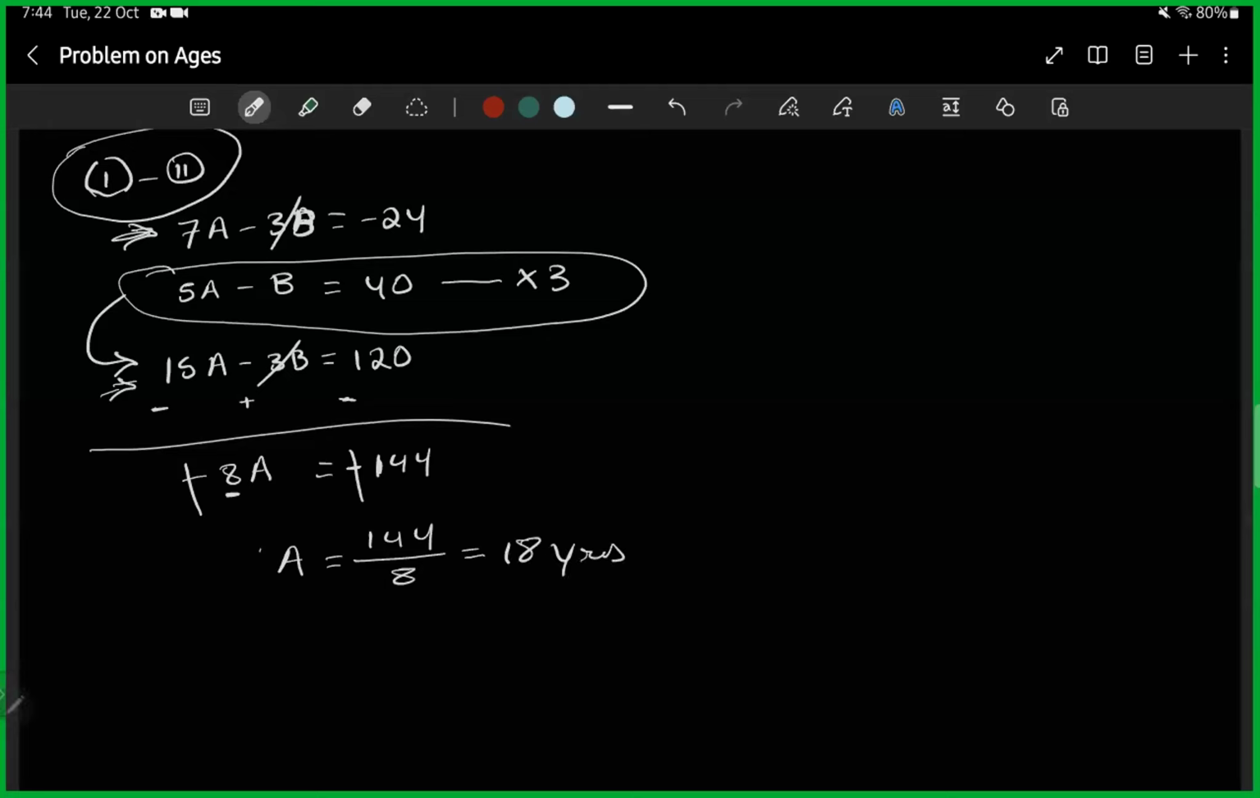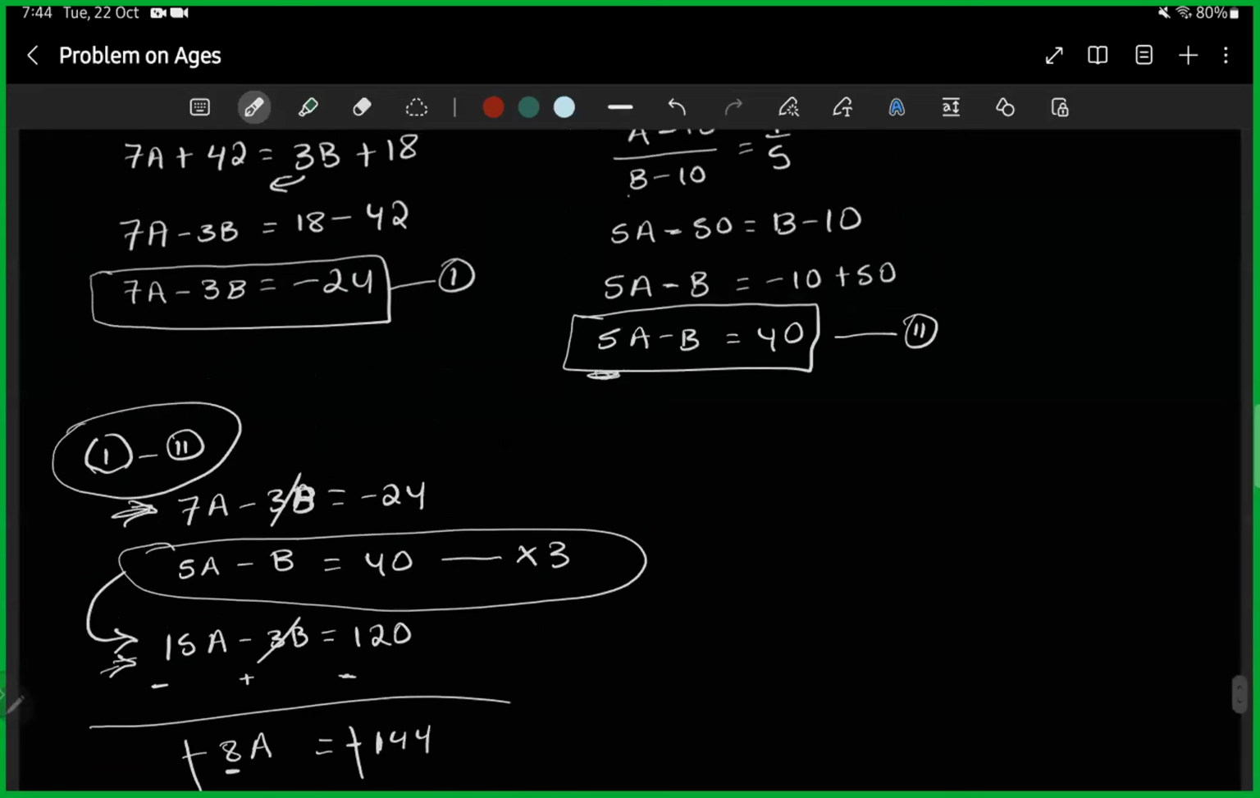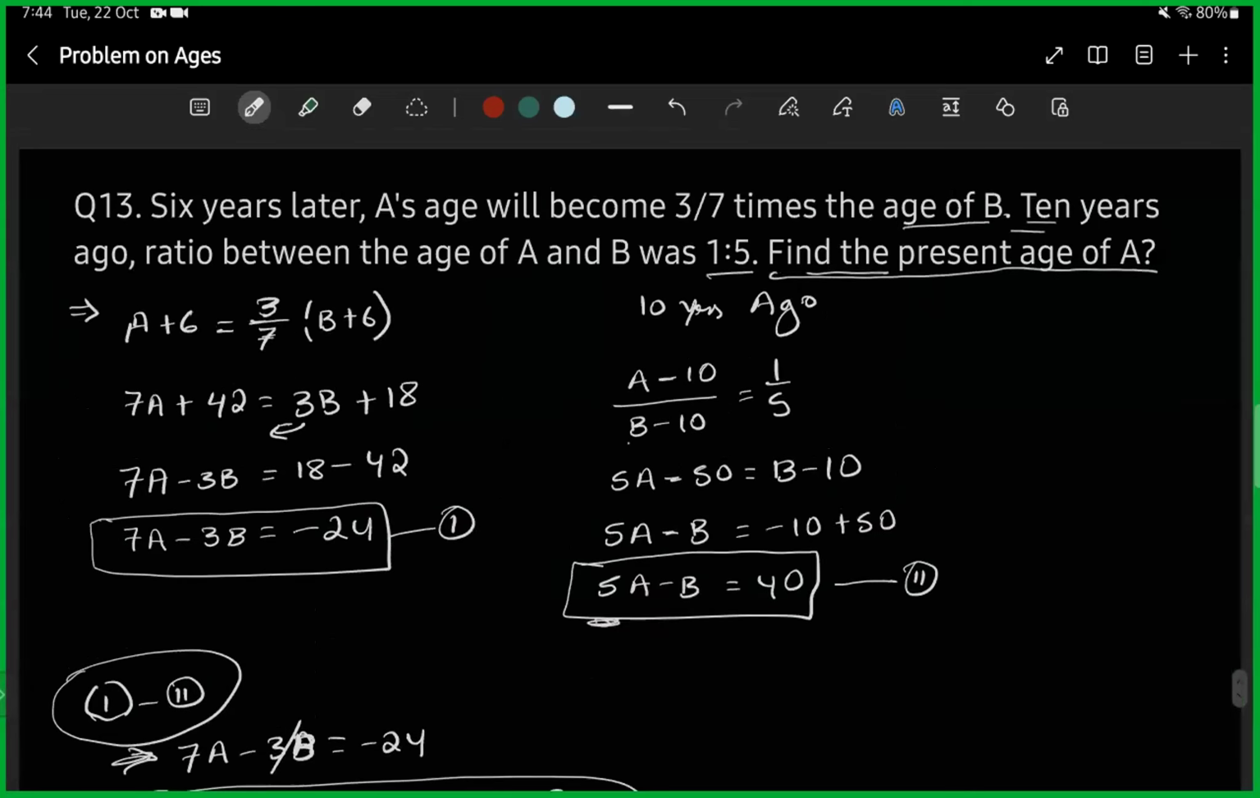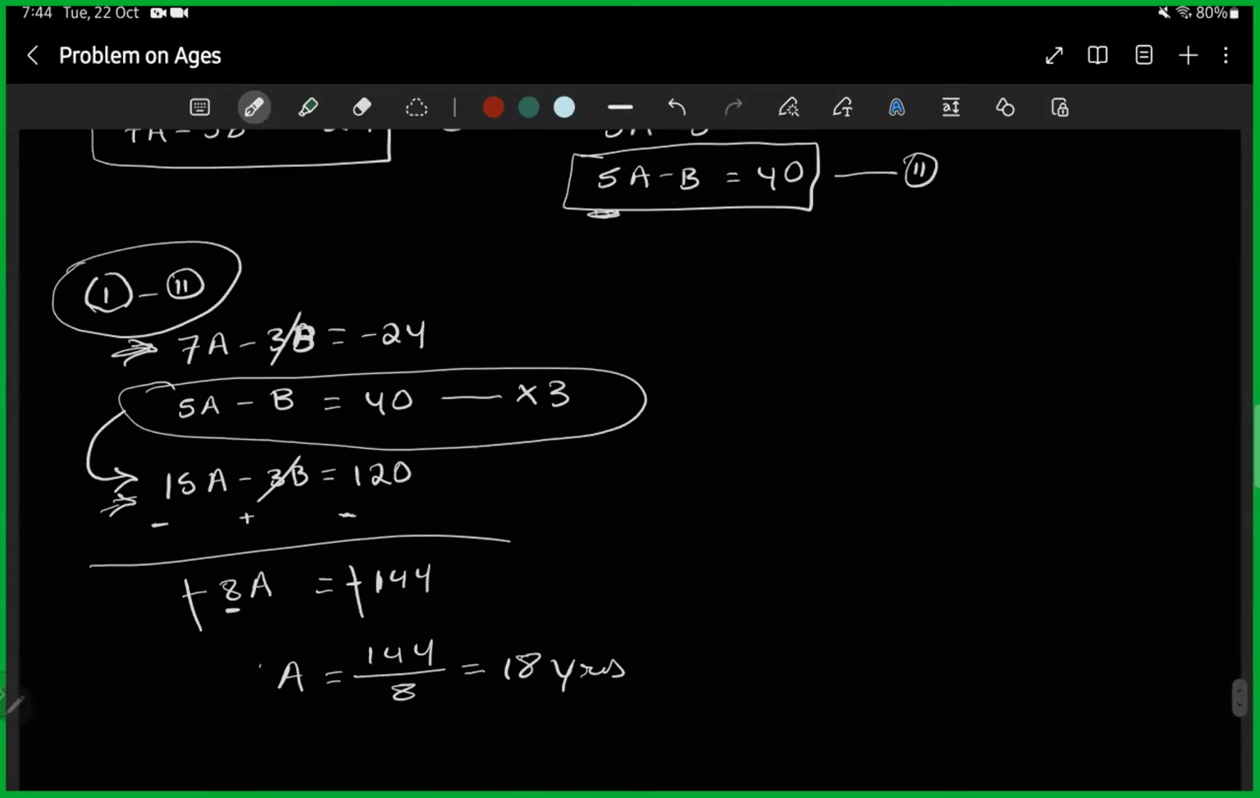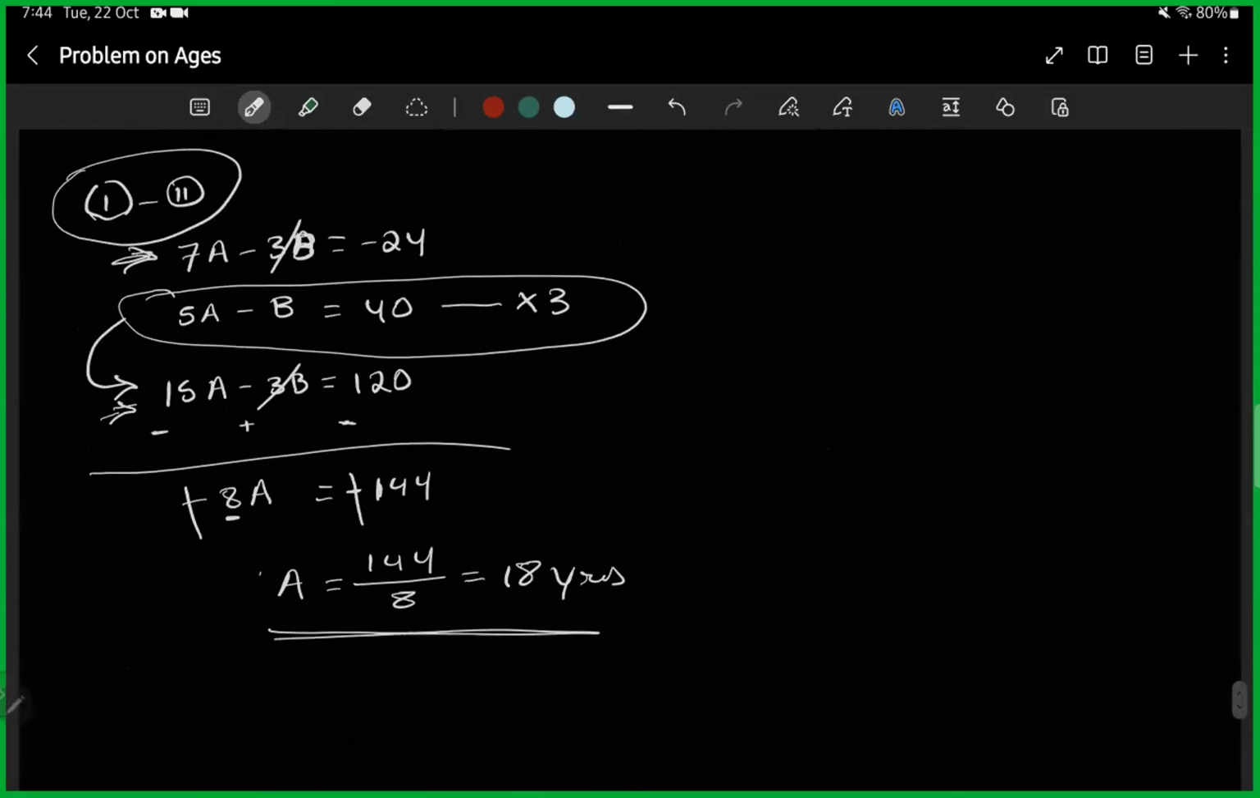So here our question is the present age of A. So the present age of A we have here is 18 years. Do you want me to show you another method for this question, or shall we move on to the next question, I mean? Sure. Let's move to the next question, sir. Okay.